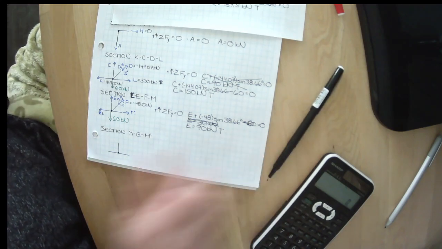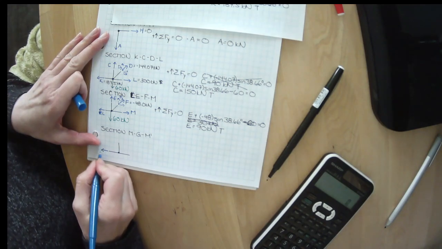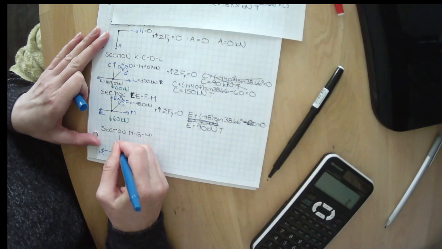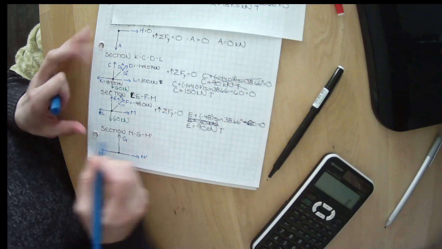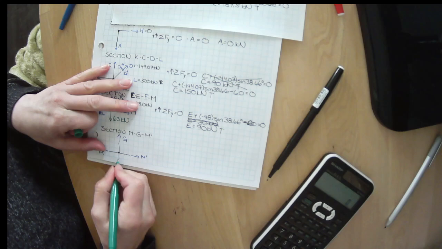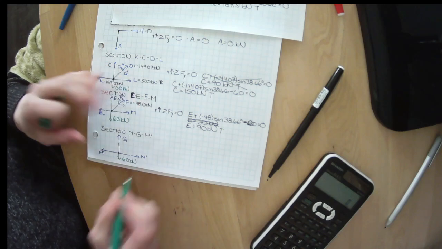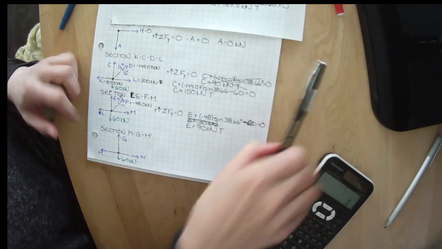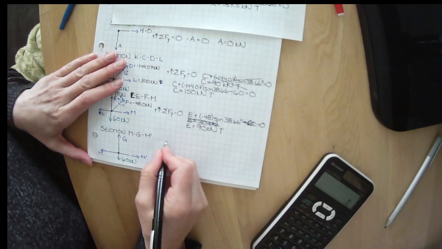We have M and M prime and G, and I am not going to forget my 60 kilonewtons this time. Well, we know we're just worried about G. I'm not even going to look up M and M prime.